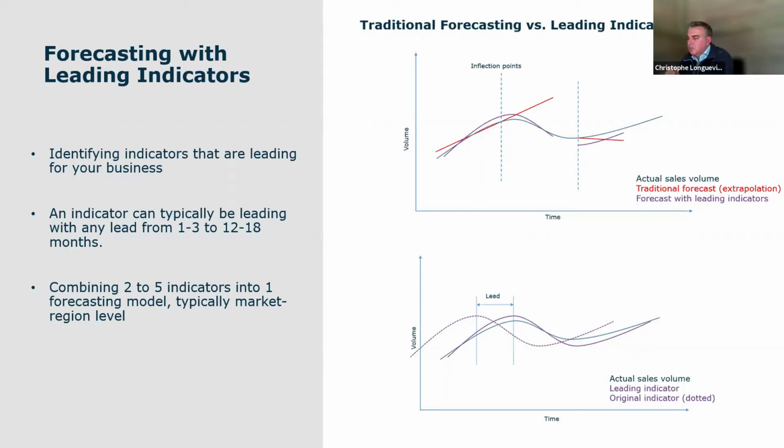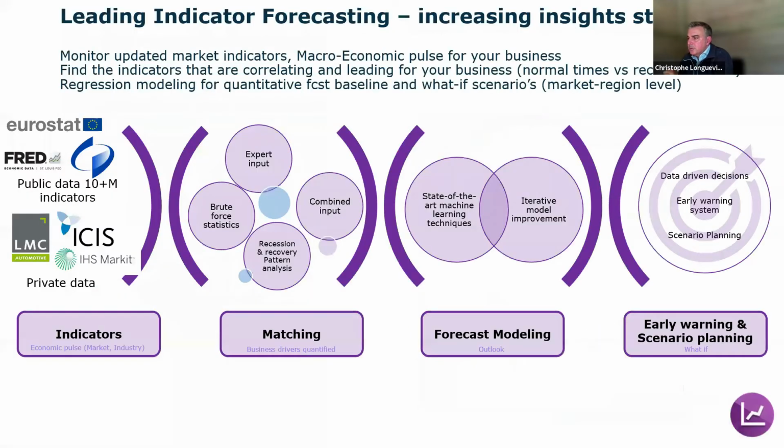So let's move to the next one. Here you have an overview of the services that we typically deliver, and then we go to the automotive part. You see on the left-hand side the sources that we use, combined with your internal data.